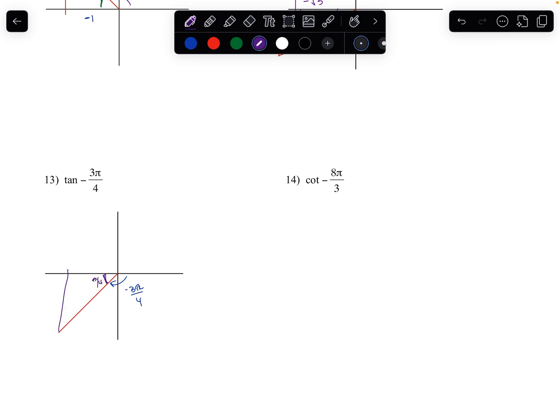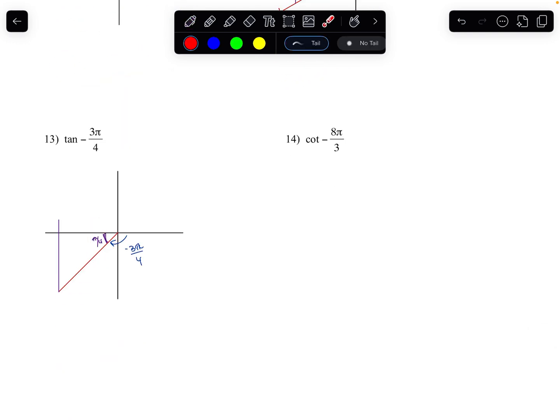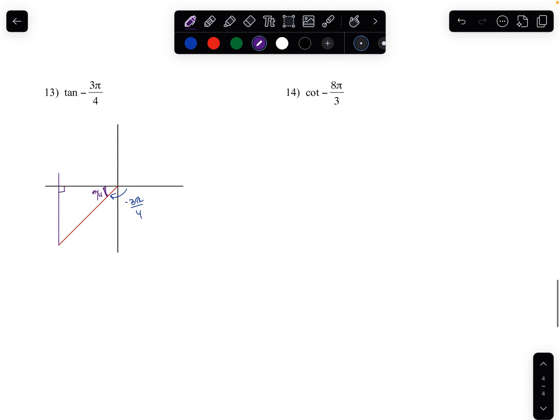And if you remember, pi fourths is equivalent to 45 degrees. So we have a 45, 45, 90 triangle. So if it's a 45, 45, 90 triangle, we have 1, 1, √2 as our ratios of the side lengths. We're in the third quadrant, so both x and y are negative. Okay, and then we're going to evaluate tangent. Tangent is opposite over adjacent. So this is going to be equal to -1 over -1, or simply just 1.